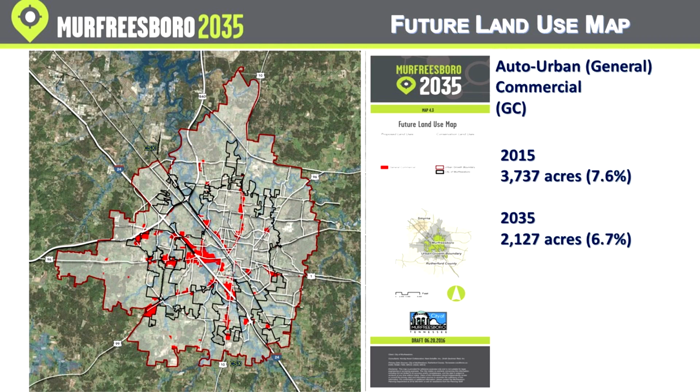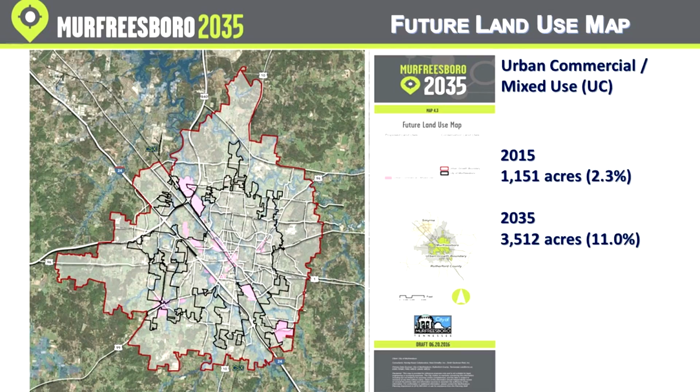Auto-urban general commercial, as we've talked about in the past, consists of the kind of commercial development that you would see not in your urban core like downtown, but out Old Fort Parkway, to some extent along Medical Center Boulevard, etc. So we have 7.6% in base year 2015 that is auto-urban general commercial. Now we have a little bit less than that, 6.7%, but that's certainly complemented by your urban commercial mixed-use development as well.